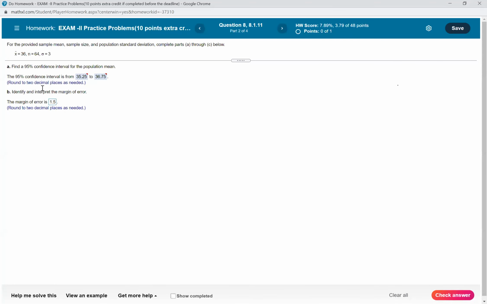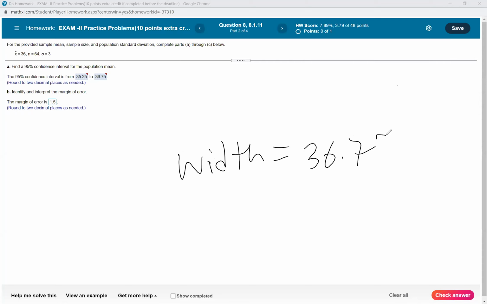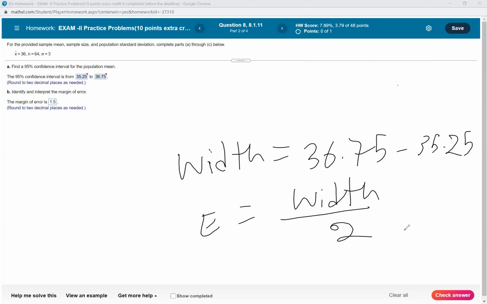Oh, this is not correct. Identify and interpret the margin of error. Okay, let me do it again. Oh, I'm sorry, I made a mistake. So this is not the margin of error, this is the width of the confidence interval, right? I'm sorry. And the margin of error is the width of the confidence interval divided by 2. So that means 1.5 divided by 2, this is 0.75. So it should actually be 0.75.